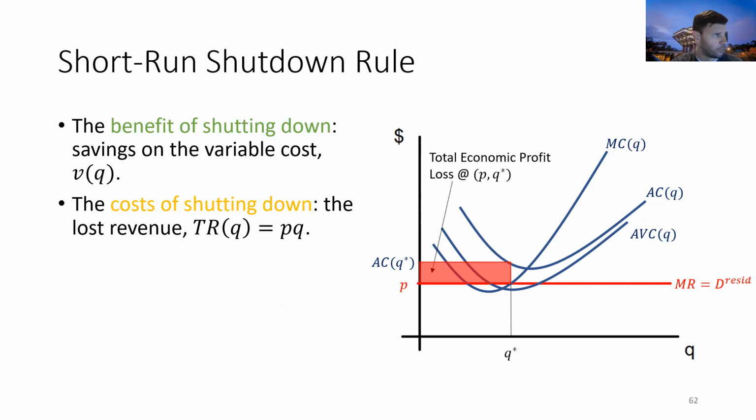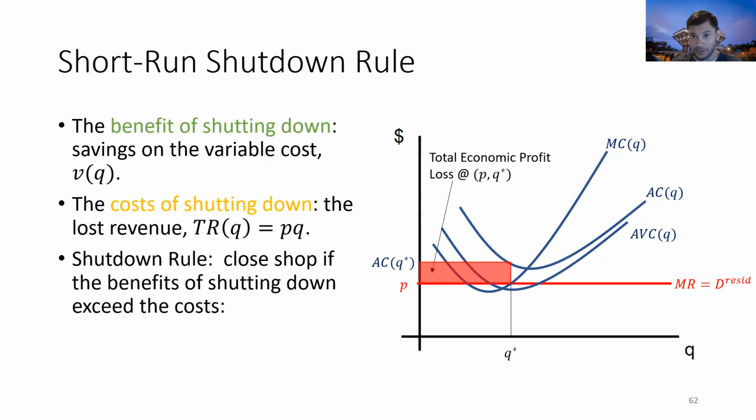So our shutdown rule, I'm going to try to give you a very intuitive way to think about this. We want to shut down if the benefit of shutting down, the variable cost, is greater than the total revenue. If that's the case, you shut down. If the ingredients it costs you to make your cookies are more than what you can get from selling your cookies, you should not be in business.